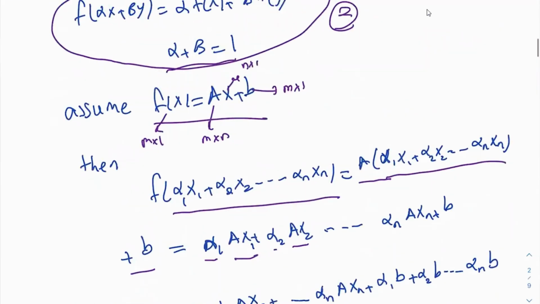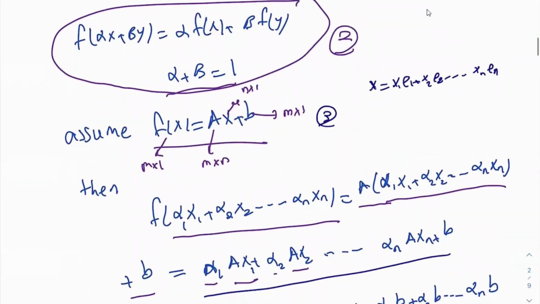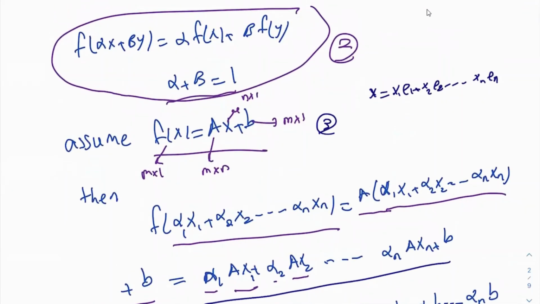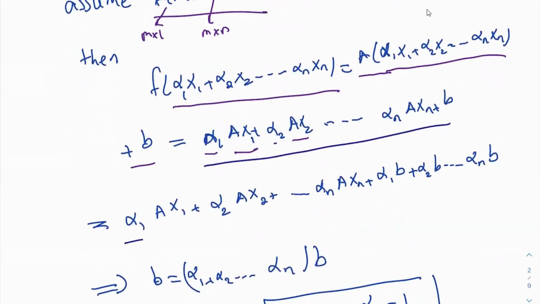Now to see this, you know that any x can be written as a linear combination of the unit vectors. So x, you can write as x1 e1, as we saw above, plus x2 e2 all the way to xn en. Let's call this equation 3, and instead of x, you plug in x1 e1 plus x2 e2 all the way to xn en. So what is f of x? f of x is Ax plus b. Just plug this x in equation 3, and then multiply it out, you get this expression. But now wait, we want this to be equal to alpha 1 times f of x1 plus alpha 2 times f of x2 plus all the way to alpha n times f of xn.